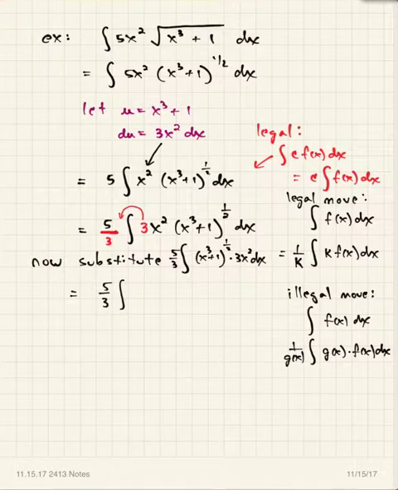And so what do you have here? There's my du sitting right there, and then x cubed plus 1 to the 1/2 is u to the 1/2. So look what we have. We have u to the 1/2 du. And that matches up with the basic integral form. That's a power rule problem.